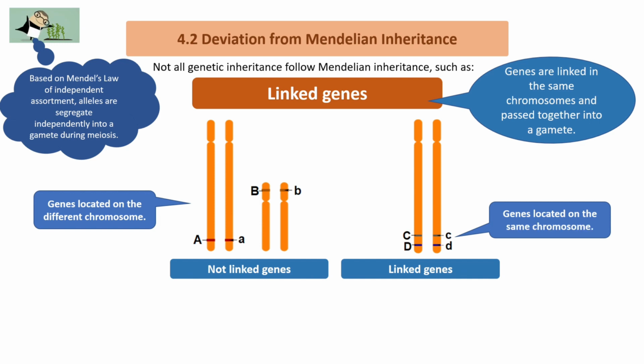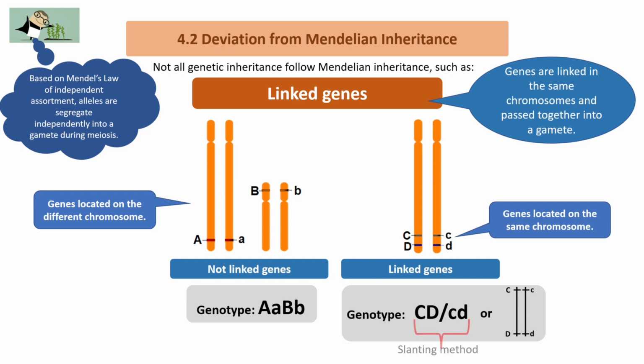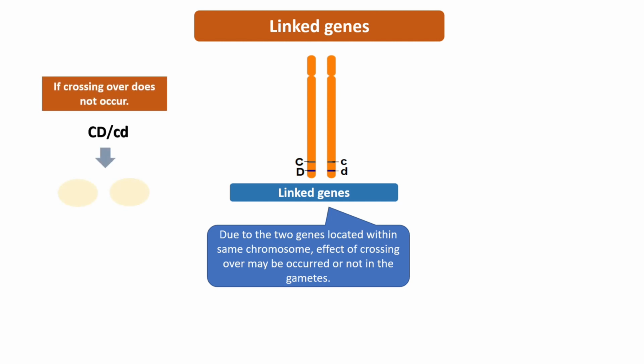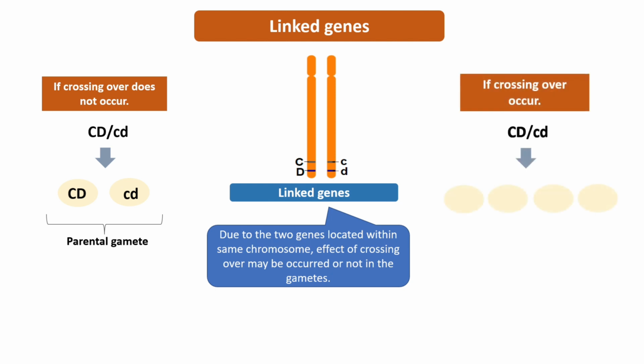The method to write a genotype for linked genes is different from that for non-linked genes. The genotype for linked genes is written using the slanting method, or Morgan's method. But usually, the slanting method is mostly used. Due to the two genes being located on the same chromosome, the effect of crossing over may or may not occur in the gametes. If no crossing over occurs in linked genes, the gametes produced are all parental gametes. Meanwhile, if crossing over occurs in linked genes, parental gametes and recombinant gametes are produced.